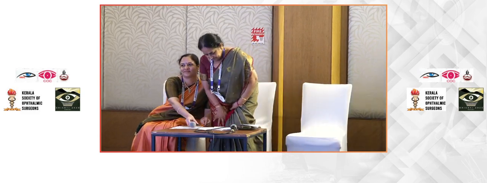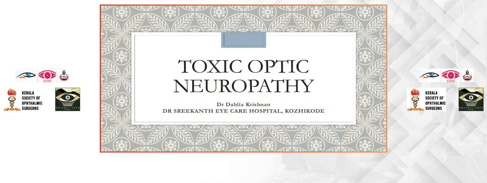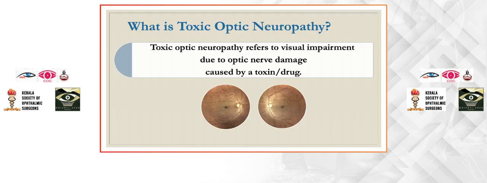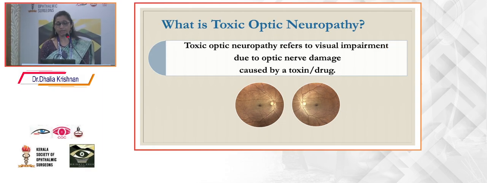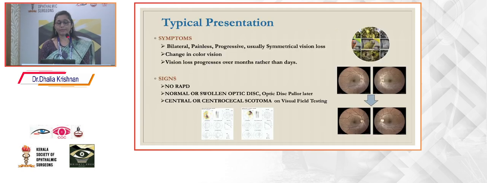Thank you, Dr. Soumya, for that opportunity. Good afternoon, all. I would be sharing my insights on toxic optic neuropathy. As the name suggests, toxic optic neuropathy refers to visual impairment due to optic nerve damage caused by a toxin, which may be a drug. It typically presents with bilateral, painless, progressive, usually symmetrical visual loss, with changes in color vision. Here, the vision loss progresses over months rather than days.